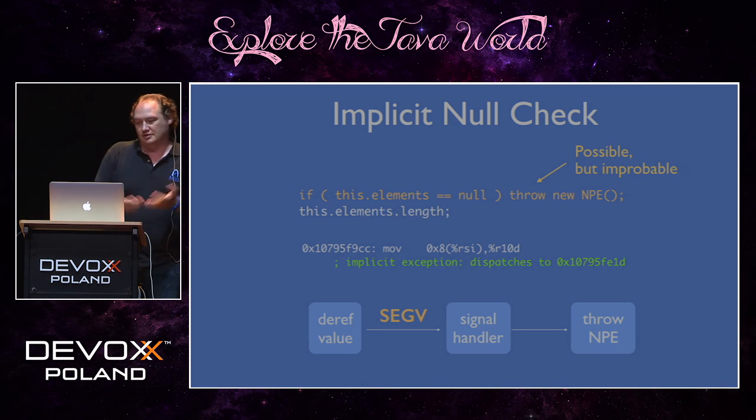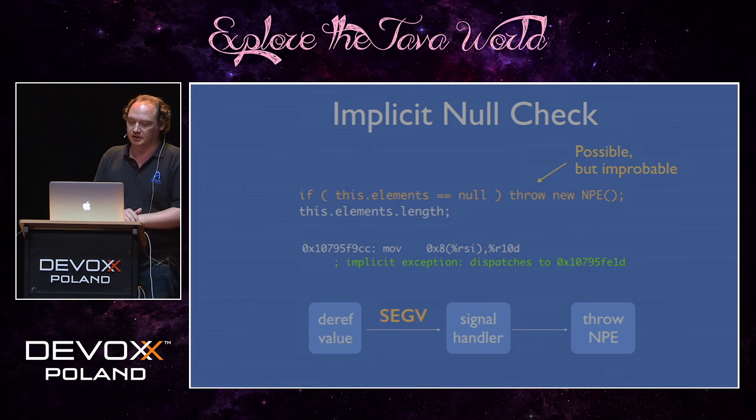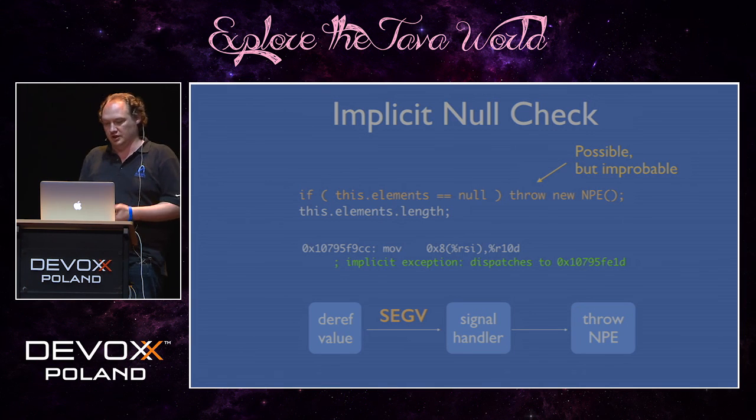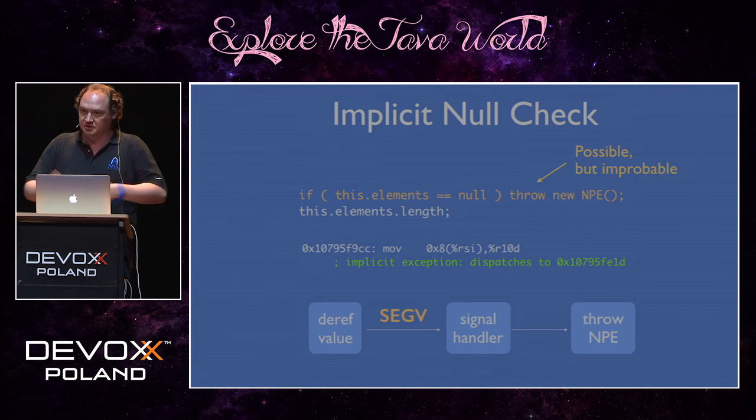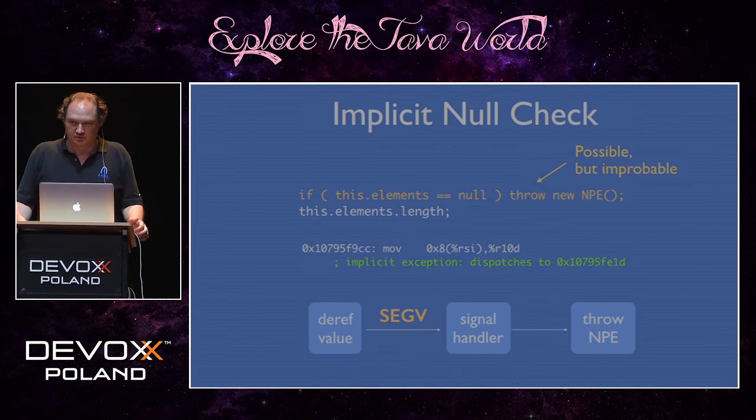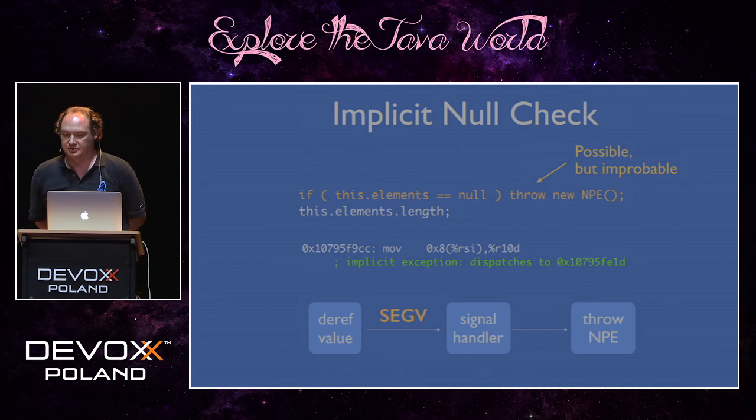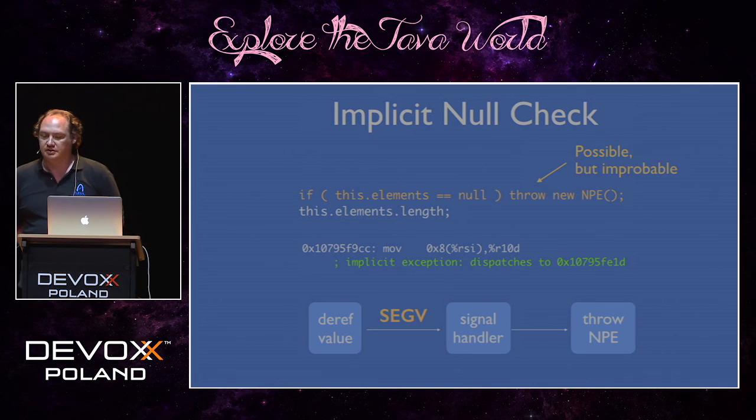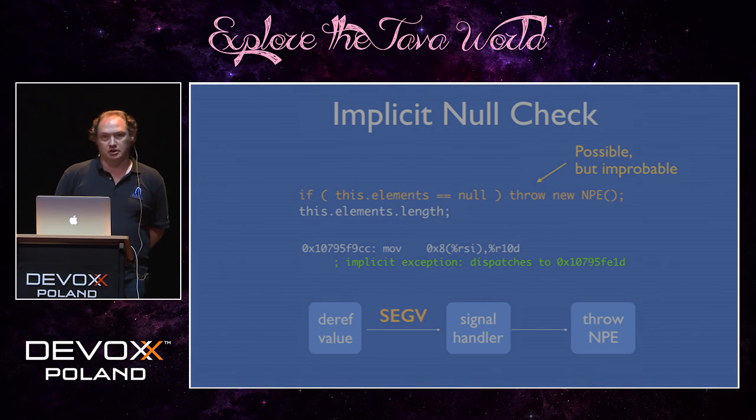You would think that the code that's generated when the JIT gets a hold of it is something like what I've shown here. It says, if this element's data equals null, throw a null pointer exception. Then access this element's.length. No, that's not what we do. We actually just run this element's.length. This is the machine code for what's produced. RSI is elements, and 8 is the offset of the length. Now, imagine RSI is null.